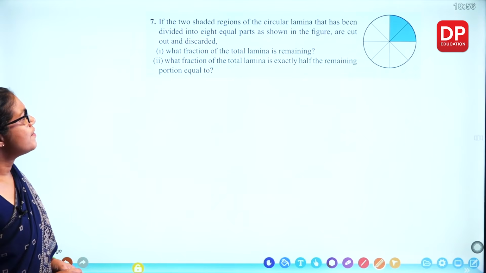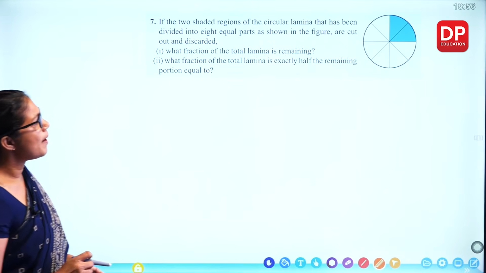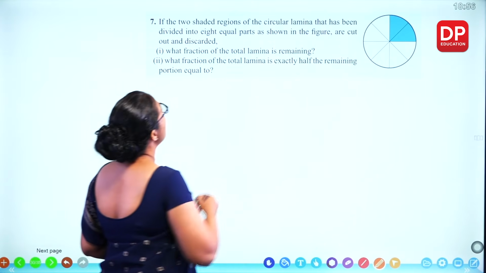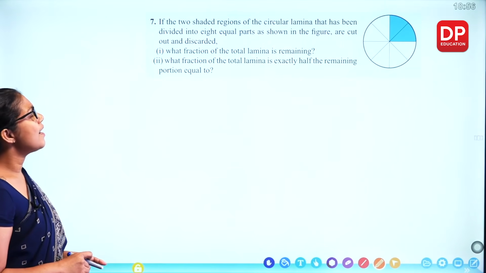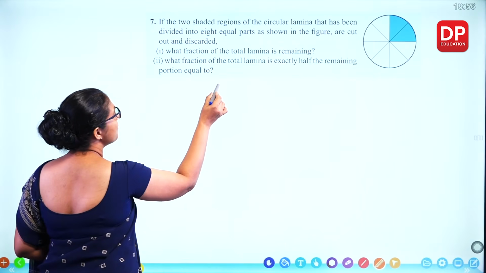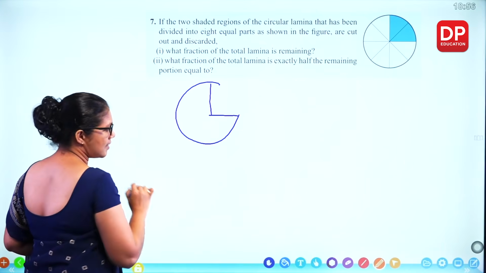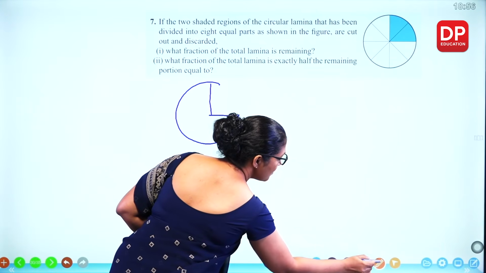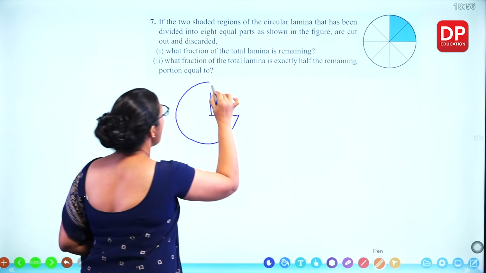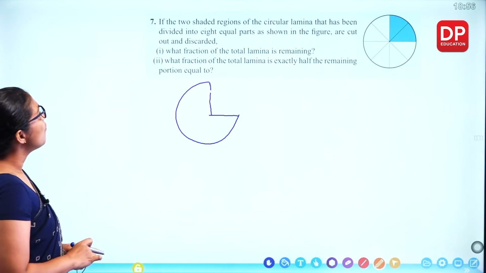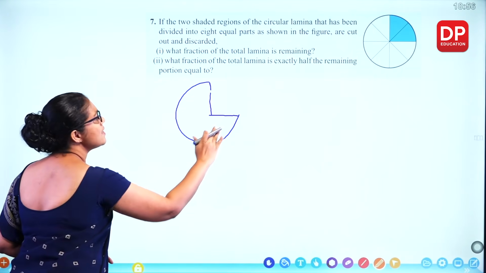If the two shaded regions of the circular lamina that has been divided into 8 equal parts, as shown in the figure, are cut out and discarded. So that means like this part, cut it and removed. So you are asked, what fraction of the total lamina is remaining? So you are asking, what is this part?